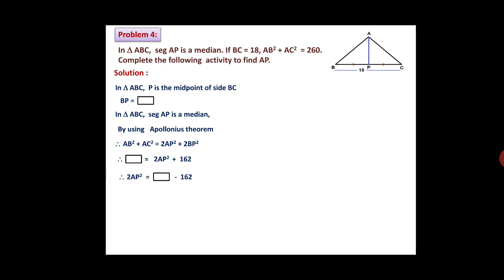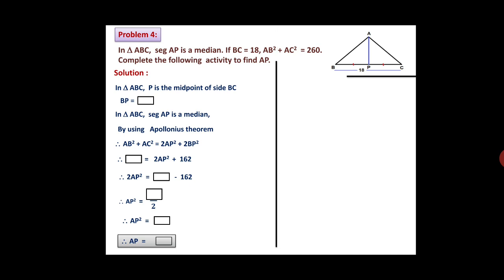Therefore 2 AP square is equal to this box value minus 162, since 2 BP square value is coming 162. Therefore AP square will be the subtraction result at the numerator, and 2 goes at the denominator. So friends, AP square will be the division result, and taking square root on both sides, you are getting the value of AP. Here are 6 boxes, means it could be asked for 3 marks.